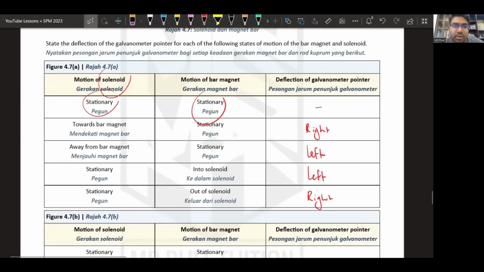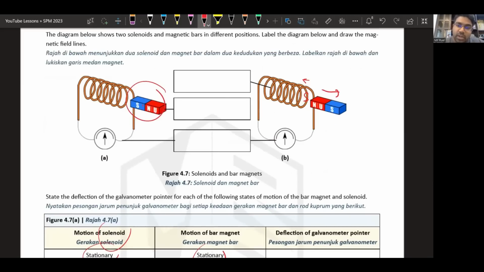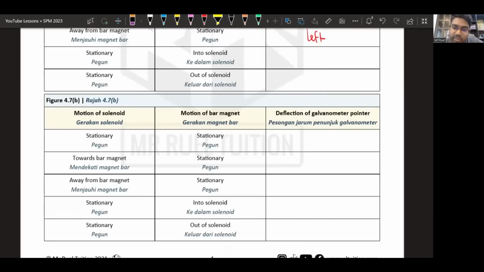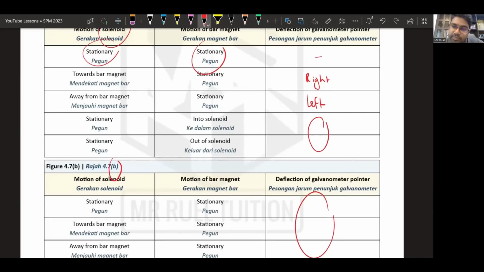Okay, so I have combined both already. This is for A and B together. So you can work out the other two yourselves. So actually this one should be here. Left and right should be here. For B, left and right. So you can work this out yourselves, right?